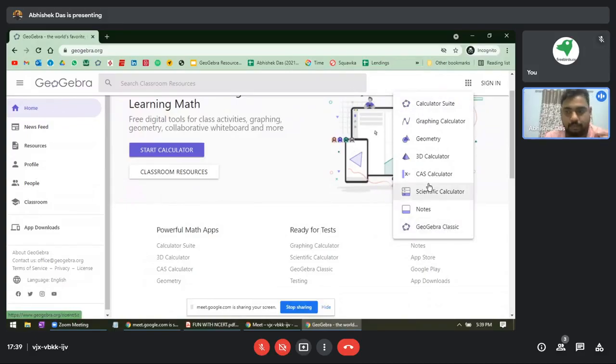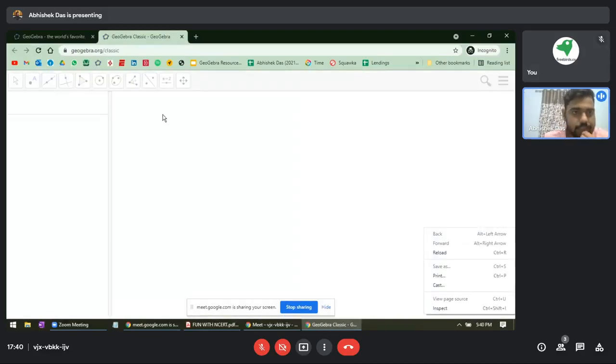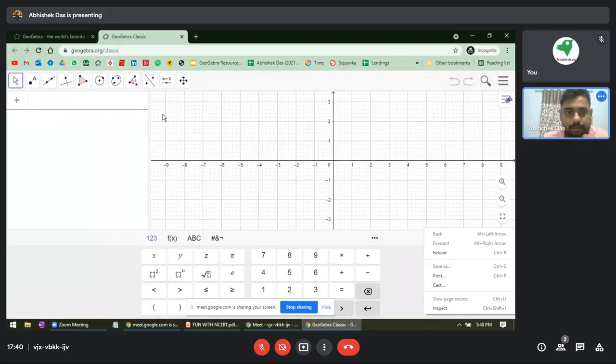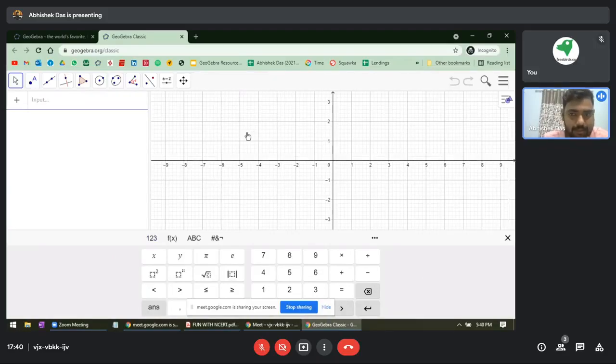In today's session, we'll be looking at precisely 3 apps: the GeoGebra Classic, then the graphing calculator, and then the geometry app. And using each of these apps, we will learn how to go around the theorems in mathematics. Let's start off with GeoGebra Classic. Now, as I click this GeoGebra Classic, you can see a calculator screen coming on, and here you can see a 2-dimensional axis, right?